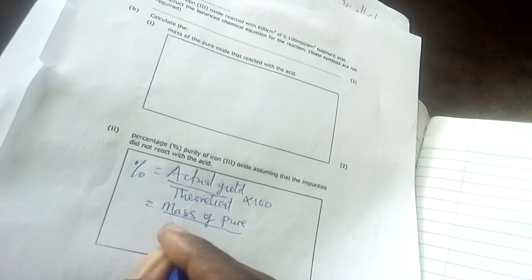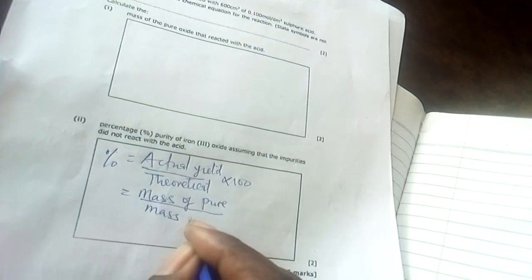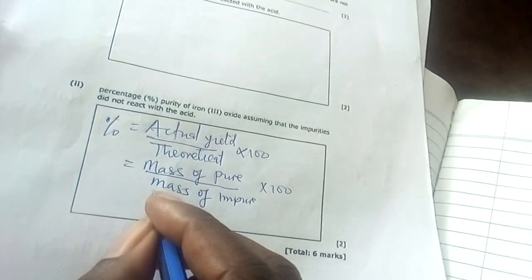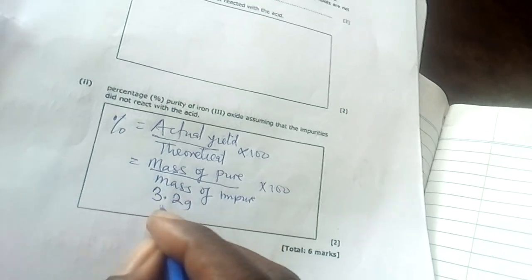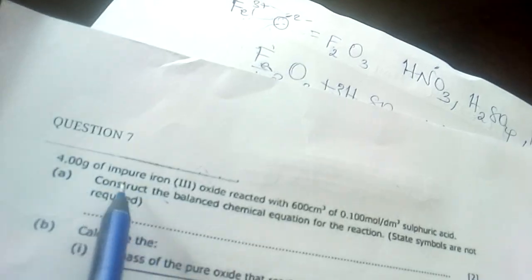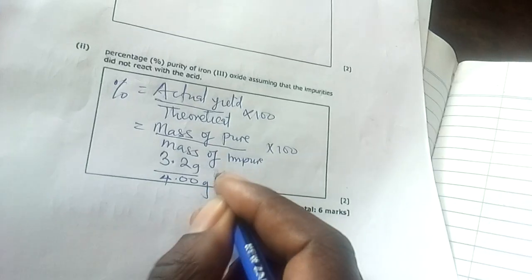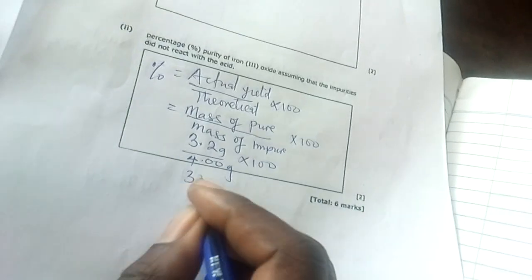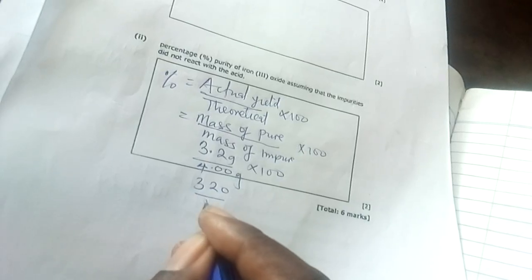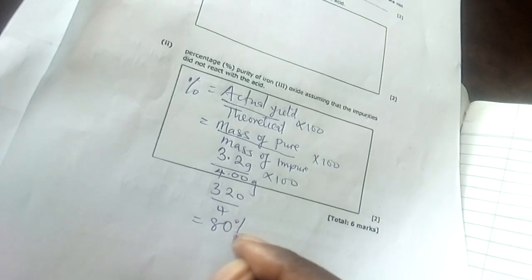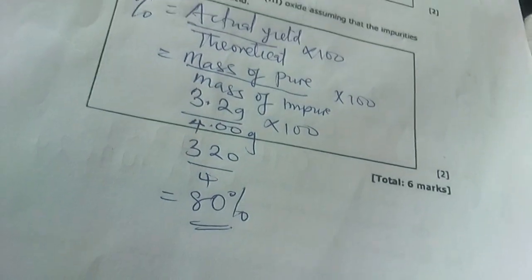So the mass of the pure substance, we found it to be 3.2 grams, divided by impure, we are given to be 4, so you put a 4 there, then times 100. What you have is 320 divided by 4, and 4 in 32 gives us 8, and it's 80%. That's how you get the answer, just like that.